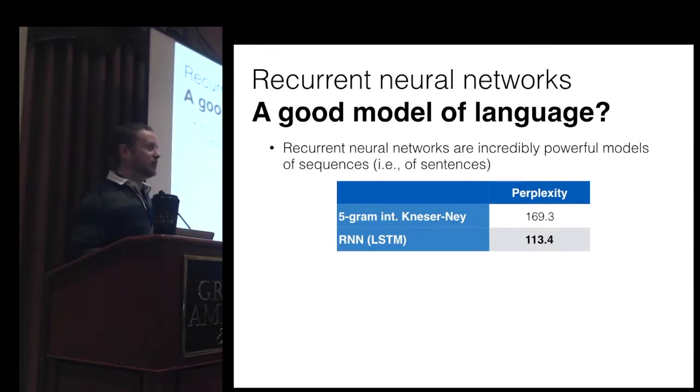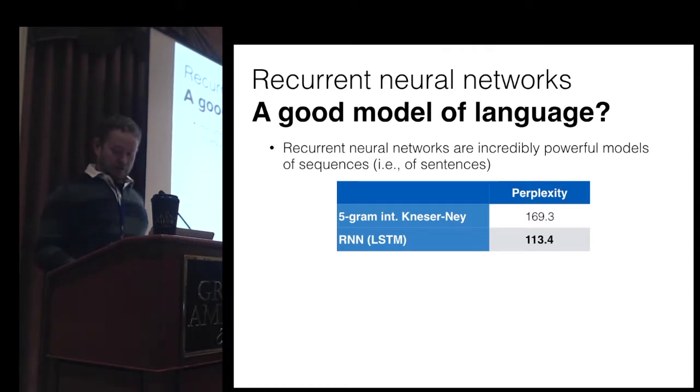we can evaluate this using the exponentiated average surprisal, which we call perplexity, which has some nice intuitive interpretations. But what we see here is that the model that was state-of-the-art just a couple of years ago gets a much higher average exponentiated surprisal than an RNN that you can train in a matter of minutes on a laptop using standard tools.